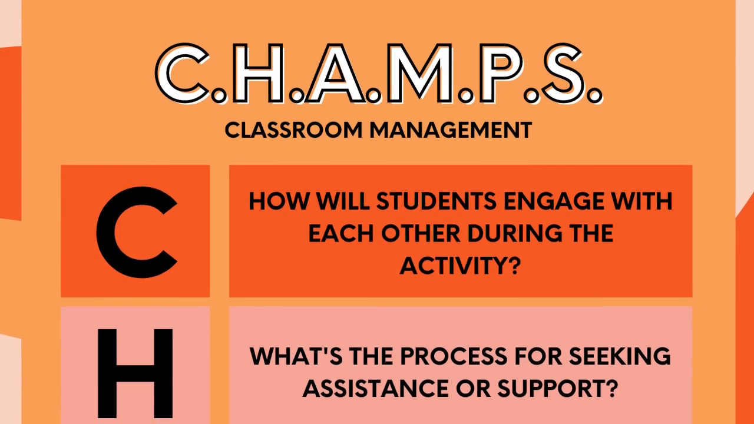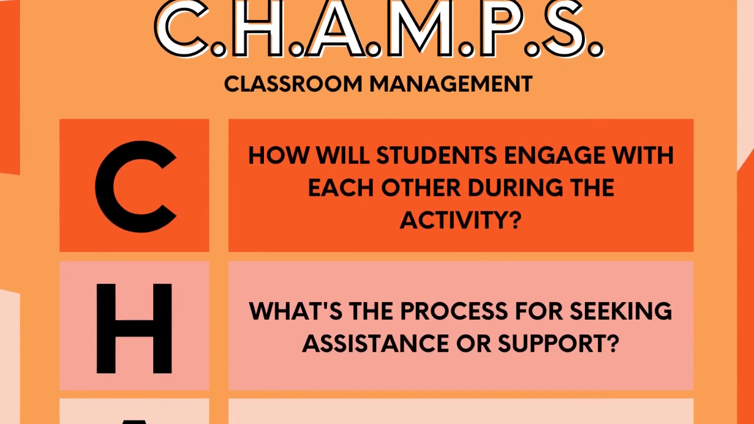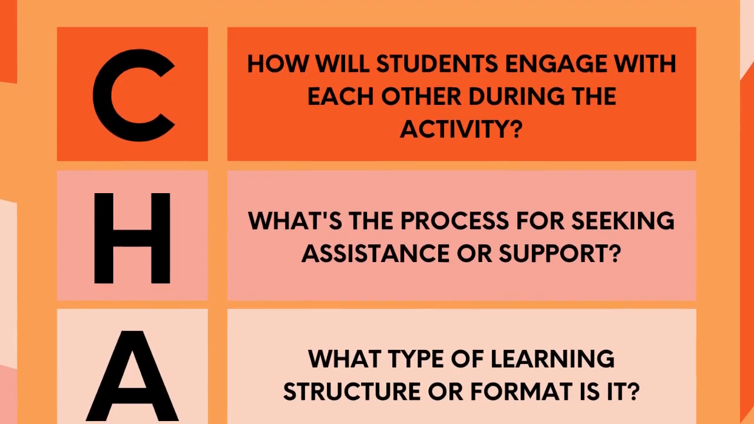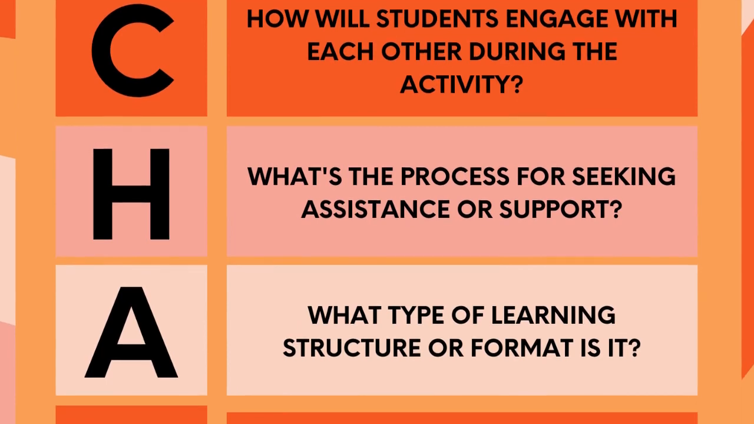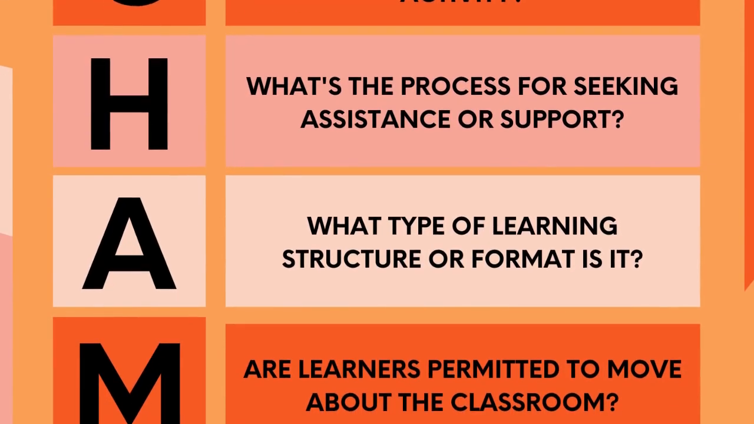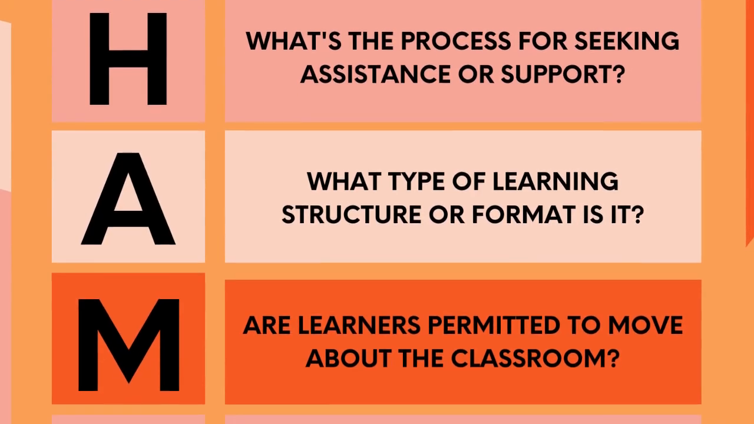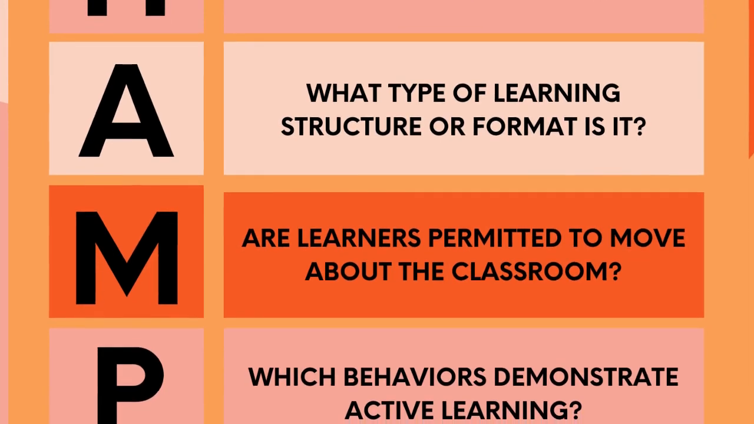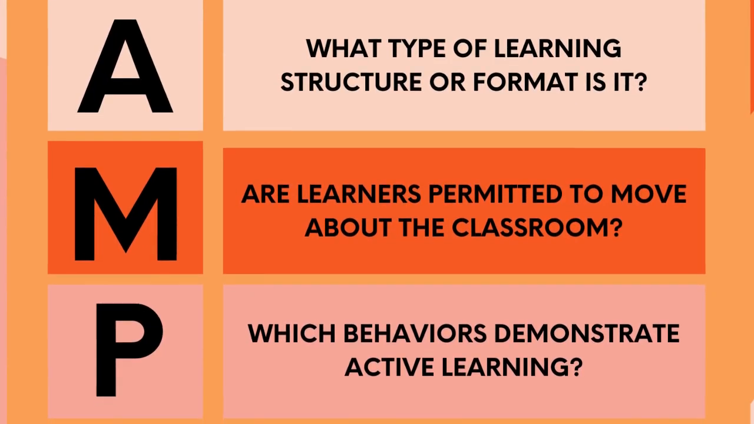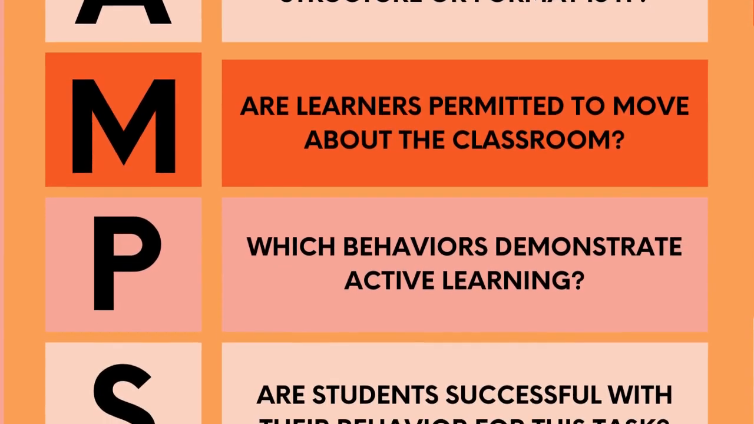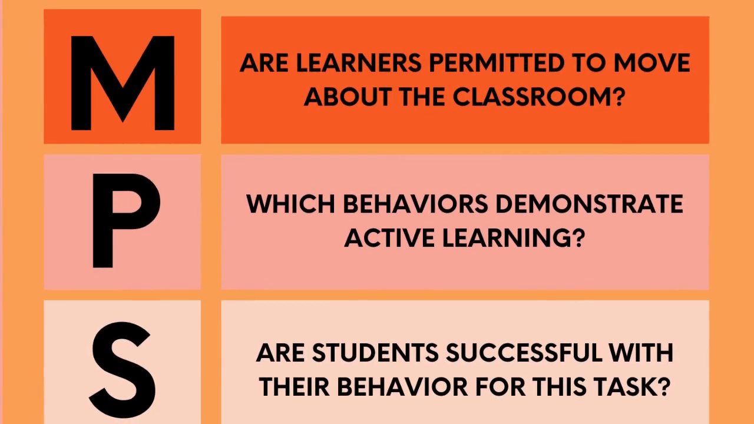The CHAMPS classroom management system communicates explicitly the expectations for students' conversation, how they go about asking for help, the type of activity that they are supposed to be following, the movement that is permitted, and what participation should look like and sound like. At the end, students determine whether or not they are successful in this behavior.